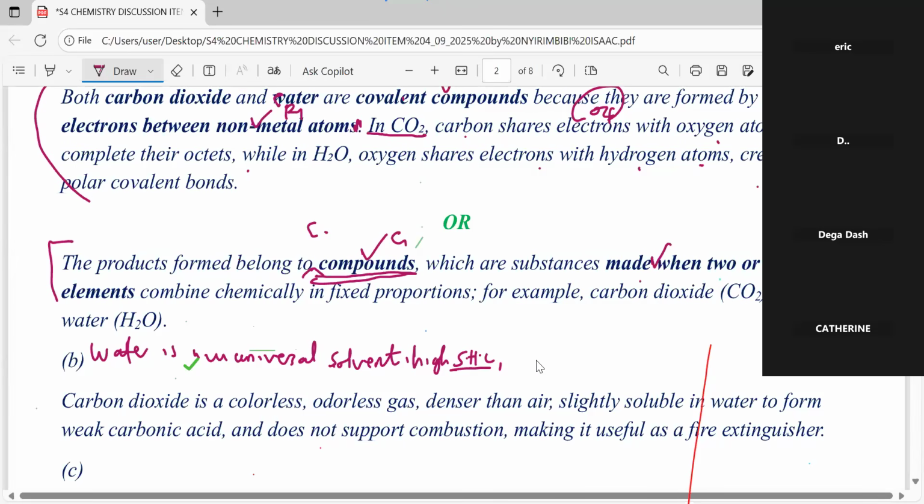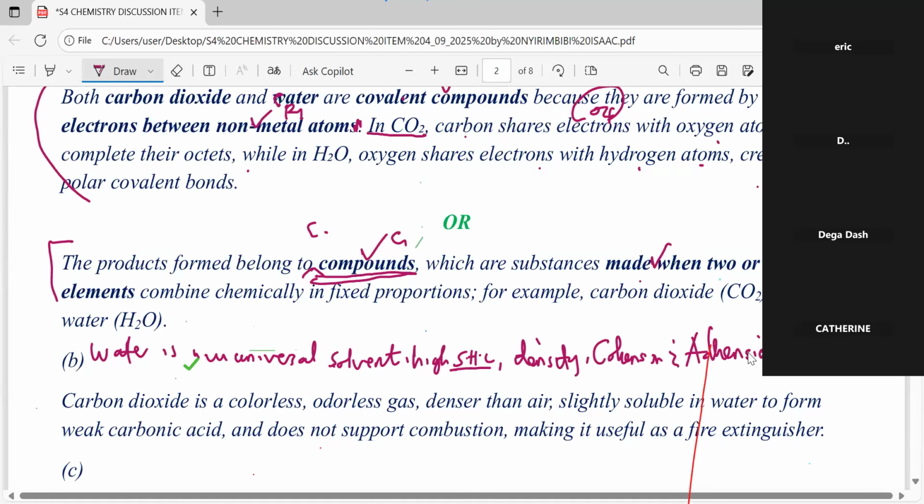Then it has anomalous density. It has that density, thus it is suitable for insulating aquatic ecosystems during winter. Then the last one is about its cohesion and adhesion forces, whereby water is able to stick together and then spread apart. In that way, it is able to facilitate processes like capillary action in plants. That's what I have about water.